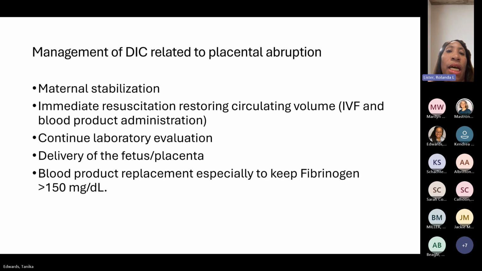The idea is restoring the circulating volume, with blood product administration. You want to keep the fibrinogen greater than 150 milligrams per deciliter. Next slide, please.